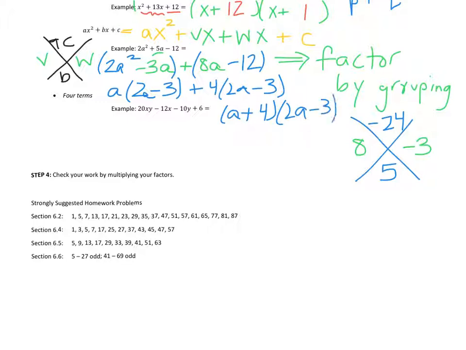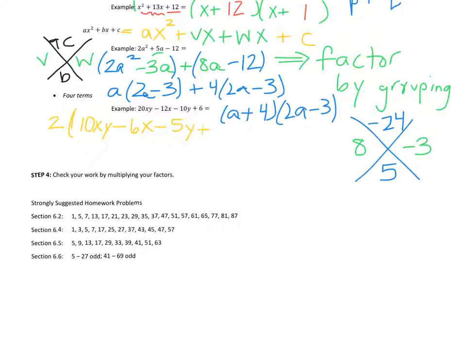All right. And then finally, we've already talked about it, when we have four terms, when we count up our polynomial, there's four terms, we factor by grouping. Notice in this example, we actually have a greatest common factor of 2. So let's get that out of there first. And then we still have four terms. So then we factor by grouping.